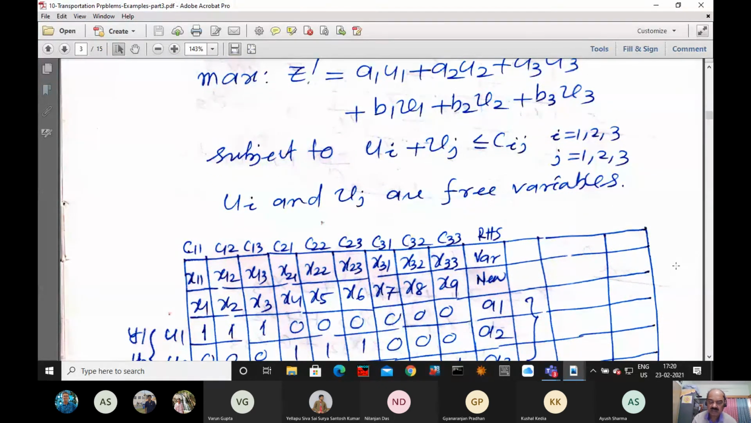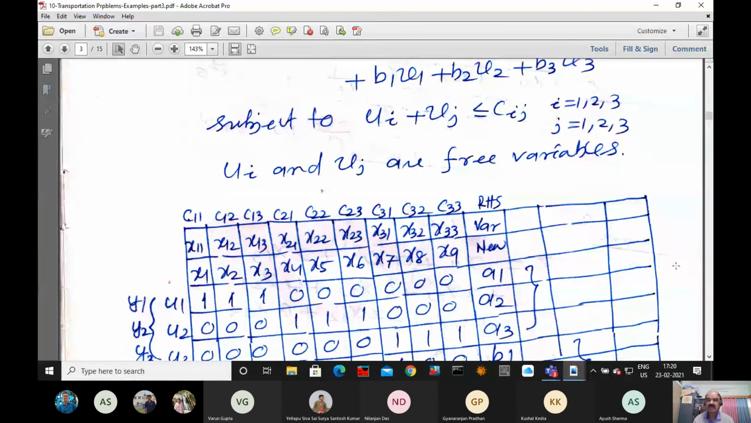In the objective function, how many terms are there? There are 9 terms, with respect to x11, x12, x13, x21, x22, x23, x31, x32, x33. So with respect to x11, the cost coefficient is C11, for x12 the cost coefficient is C12. With respect to x13, the cost coefficient is C13. With respect to x21, it is C21. With respect to x22, it is C22, and so on.